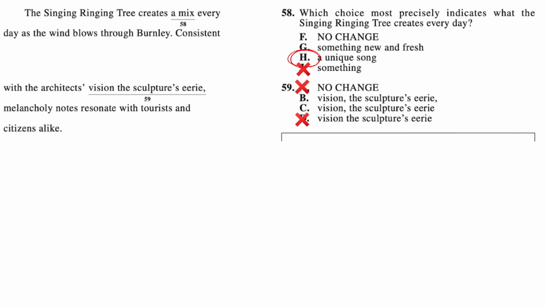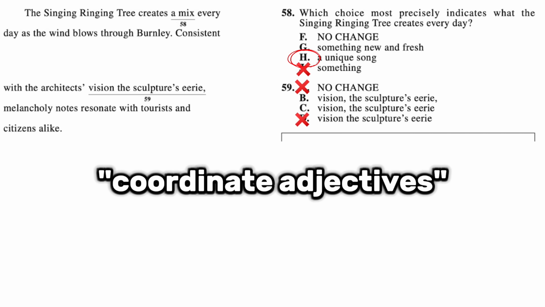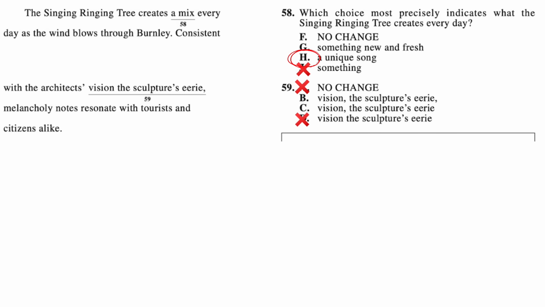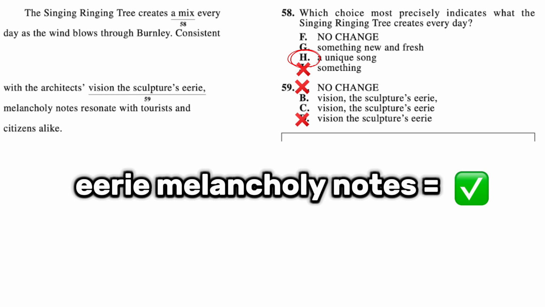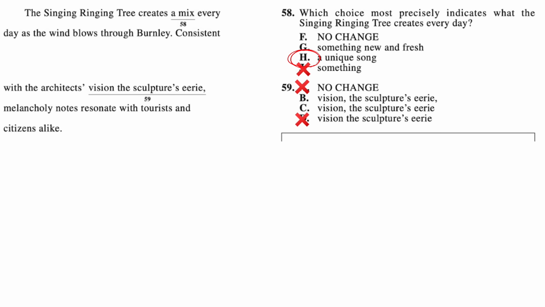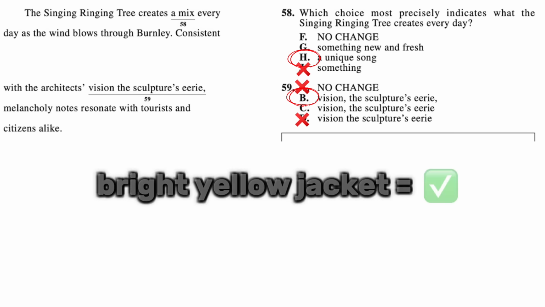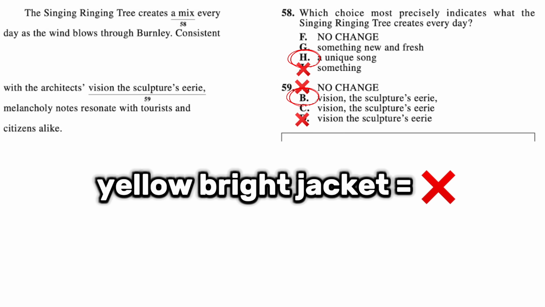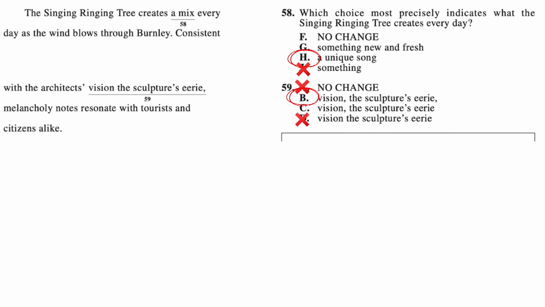You should put a comma between two adjectives if they are coordinate adjectives. A good trick to recognizing coordinate adjectives is by switching the places of the adjectives around and seeing if they make sense. Eerie, melancholy notes make sense, and melancholy, eerie notes also make sense. So they're coordinate adjectives and they have to have a comma, making the answer B. But on the other hand, say if I had something like the bright yellow jacket. If we switch it around, it would be yellow bright jacket, and that wouldn't really work. So in that case, you wouldn't use a comma.